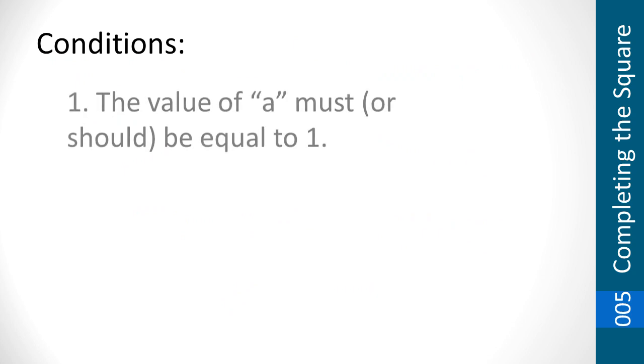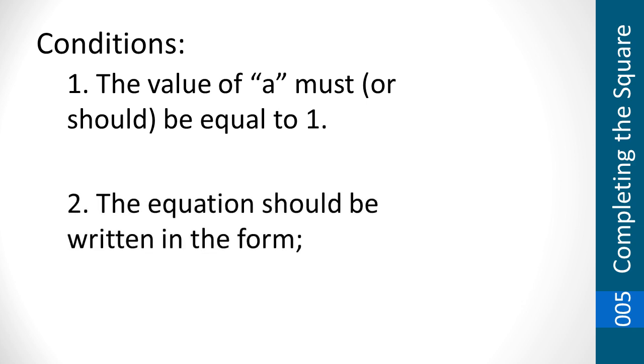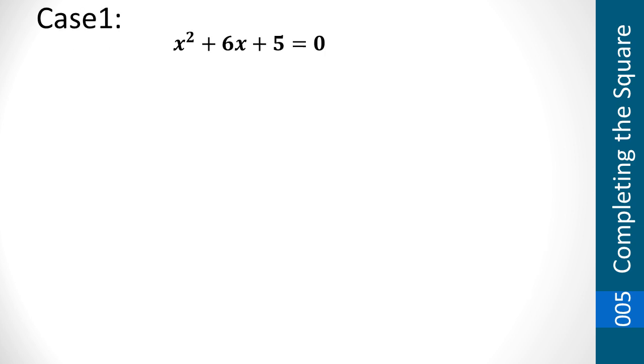These are the conditions. First, the value of a should be equal to 1. So, siguraduhin natin, para mas madali lang, na yung value ng a natin dun sa quadratic equation ay 1, or kung hindi man siya 1, gagawin natin siyang 1. The equation should be written in the form ax squared plus bx equals c. Okay? So, ibig sabihin, yung constant ay nasa kabilang side ng equation natin.